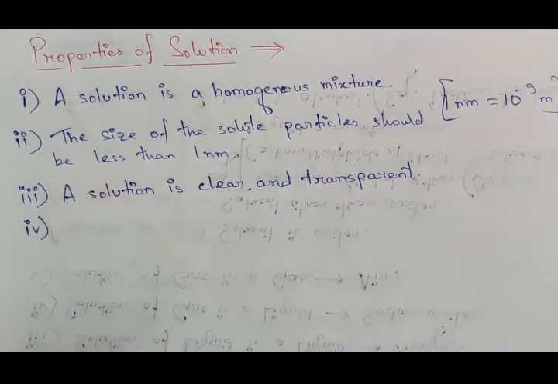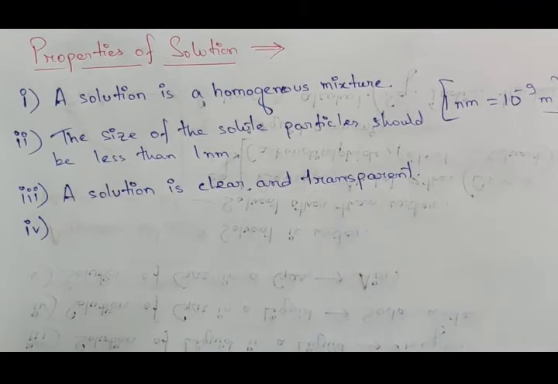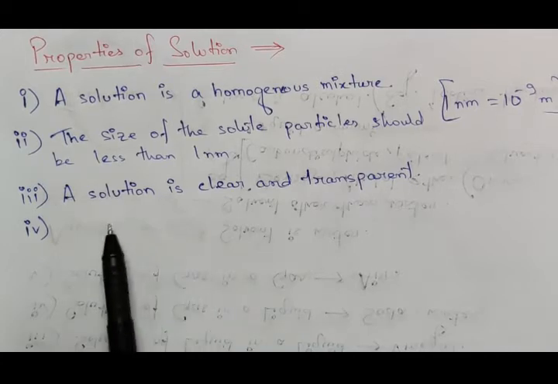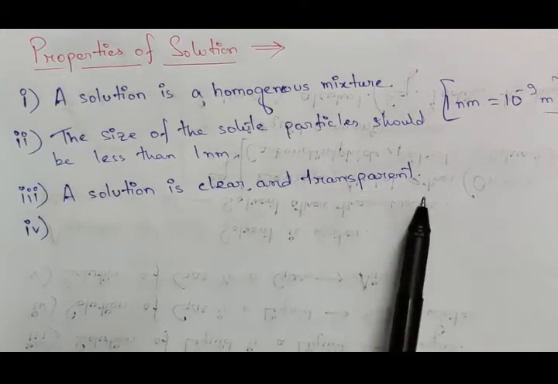Now as the solution is a homogeneous mixture, that means the solute particles are uniformly distributed throughout the solution, so we can say that a solution is clear and transparent. It is not opaque because all the solute particles are equally distributed. If the distribution was not equal, in that case the solution will not be clear and transparent. Okay, so whenever the solution is a true solution, it is a homogeneous mixture of two or more substances, and in that case the solution is clear and transparent.